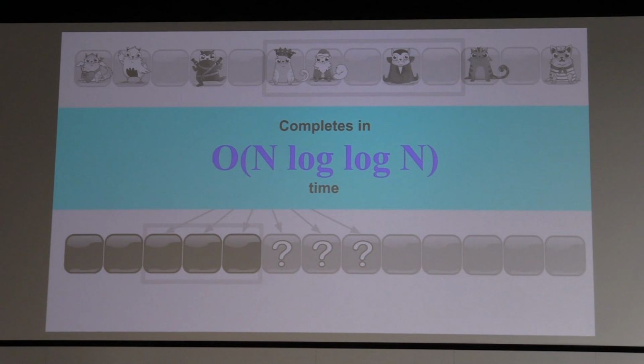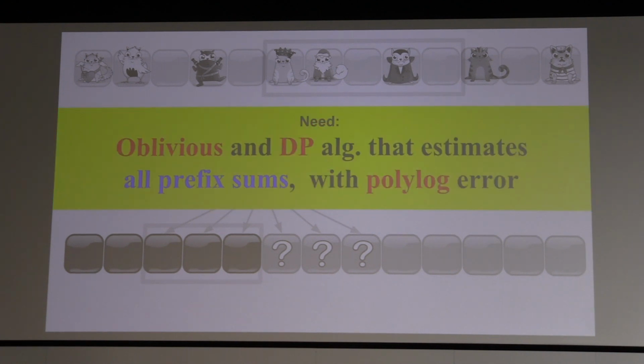Any questions so far? So it's a very simple algorithm. The algorithm is incomplete so far because I haven't told you how to realize this genie. What we need here is an oblivious and differentially private algorithm that can estimate all prefix sums with polylog error. It turns out this is also a non-trivial building block. Well, in general, actually, we don't need oblivious. We only need differential obliviousness. But it turns out, for the building block we use, we can just achieve obliviousness fairly easily.